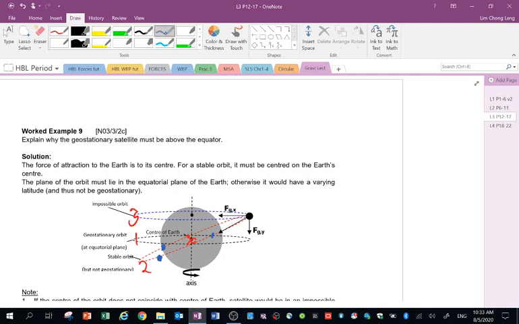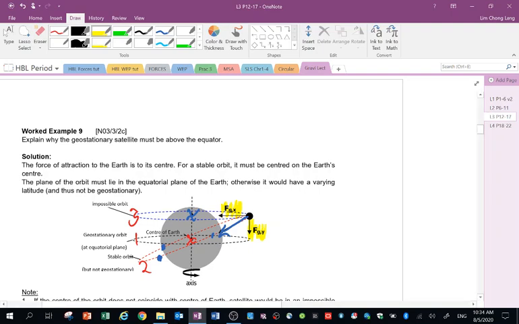Now we are going to look at the third orbit. The third orbit is what we call unstable orbit because the center of the orbit does not coincide with the center of the Earth. For such a case, the gravitational force still points towards the center of the Earth, and that generates two components, the y component of the force and the x component of the force. The x component of the force provides the centripetal force for this impossible orbit, and the y component actually shifts it towards the equatorial plane.